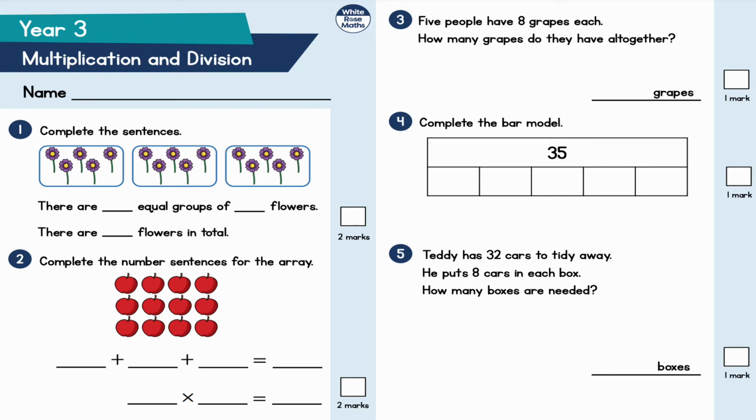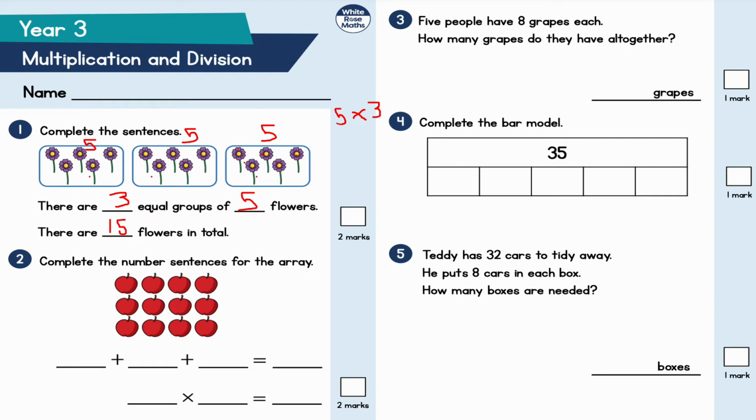This is question number 1. Complete the sentences. There are something equal groups of something flowers. So, there are 3 equal groups of 5 flowers. 1, 2, 3, 4, 5. Each group has 5 flowers, and there are 3 groups. There are 15 flowers in total because 3 times 5 is 15, or alternatively 5 plus 5 plus 5 equals 15. So 5 times 3 or 3 times 5.